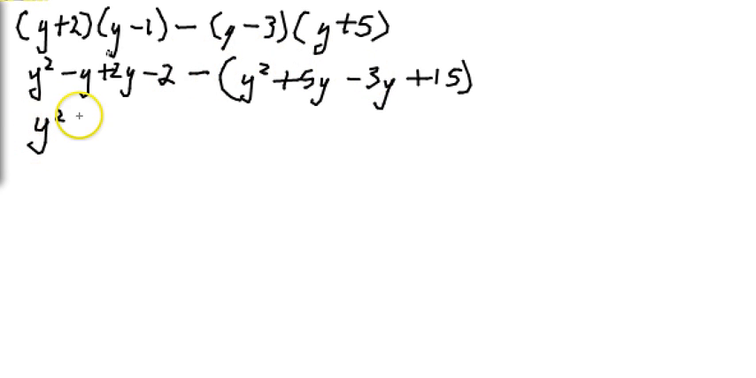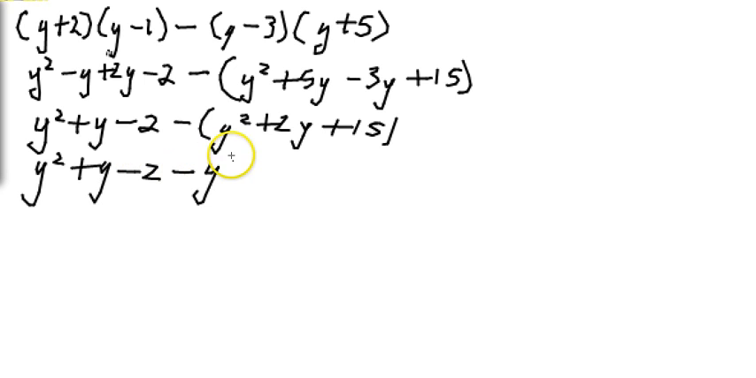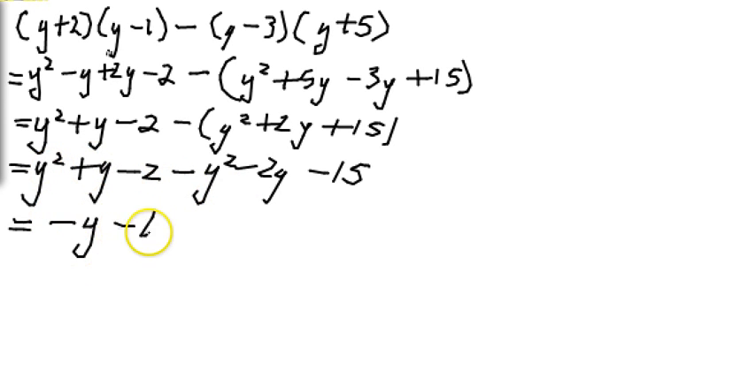And the reason I need that set of brackets is this negative sign is going to distribute through here. So let's just do a little collection first. y squared plus y minus 2 minus (y squared plus 2y plus 15). And we get y squared plus y minus 2 minus y squared minus 2y minus 15. Oh, and while we're at it, let's throw in some equal signs because it is equal. So y squared minus y squared is nothing. y minus 2y is negative y. Minus 17 is your final answer.